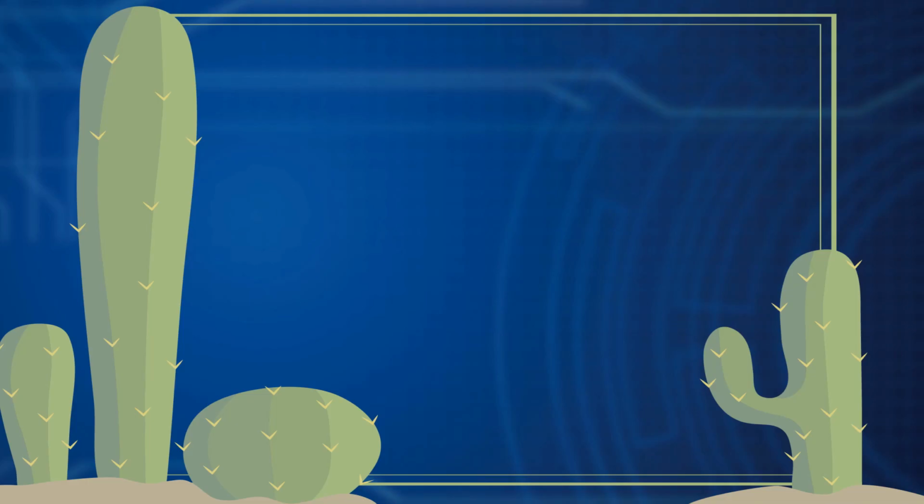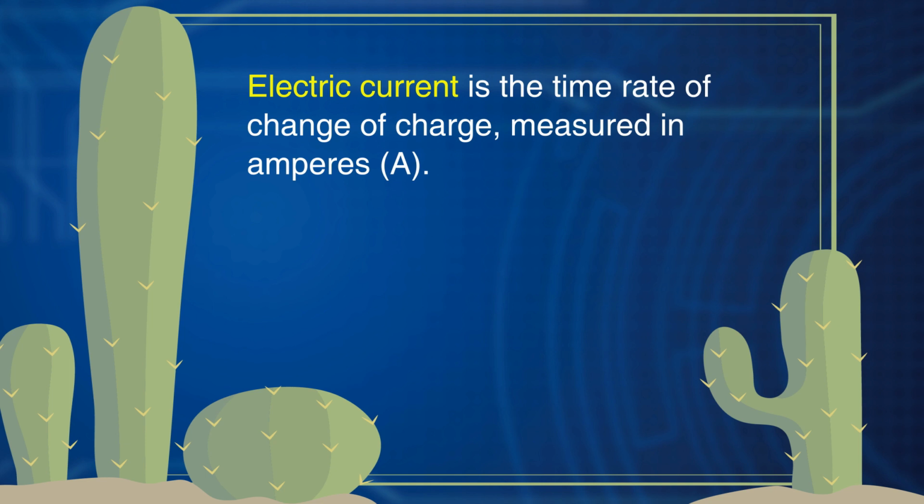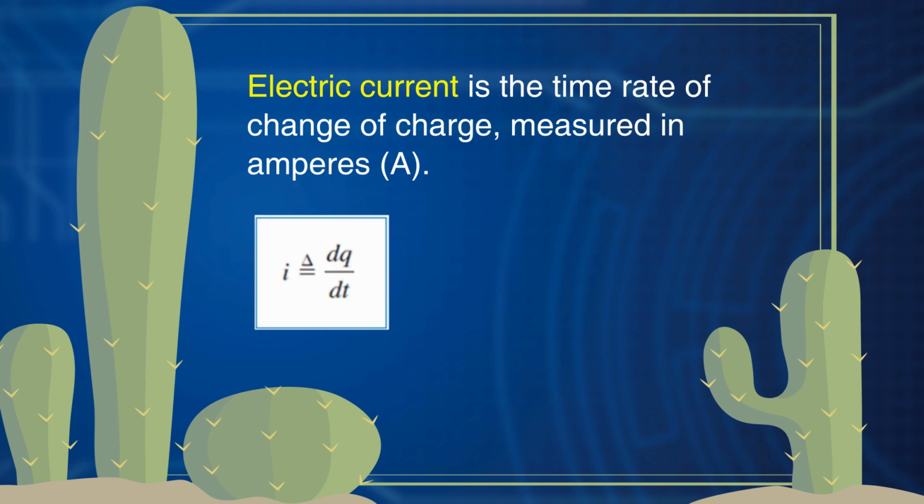Okay, now what is electric current? The electric current is the time rate of change of charge, measured in amperes, A for short. We represent the current with the letter i, and i equals dq over dt. That means the derivative of q with respect to the time t.